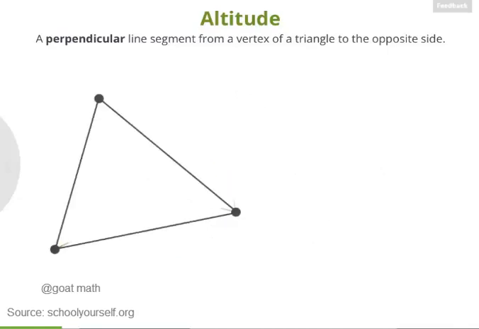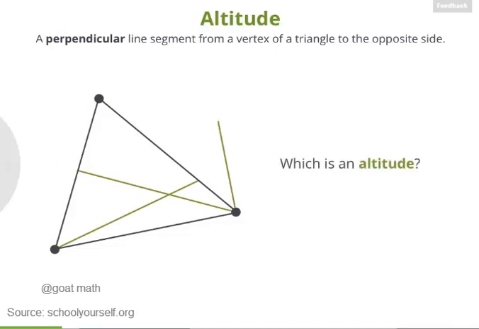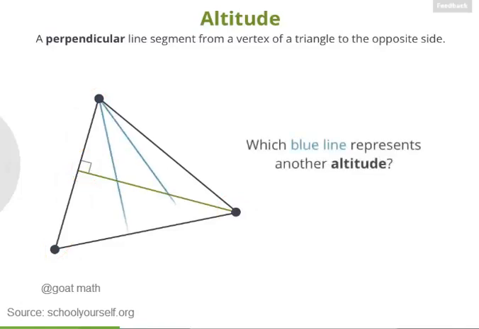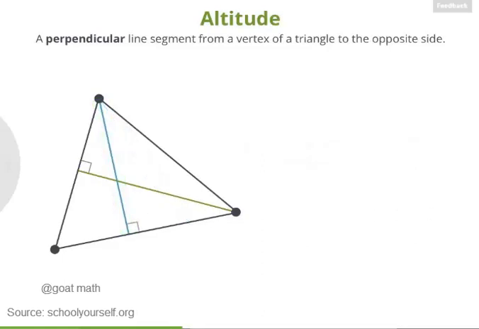So next, here's another triangle and a few line segments. Which of these is an altitude for this triangle? Nicely done. So this is an altitude connecting this vertex to the opposite side, and it's perpendicular to this side. Now there are other altitudes here. Which of these blue line segments is another altitude for this triangle? Great, so now we have an altitude for this vertex and an altitude for this vertex.